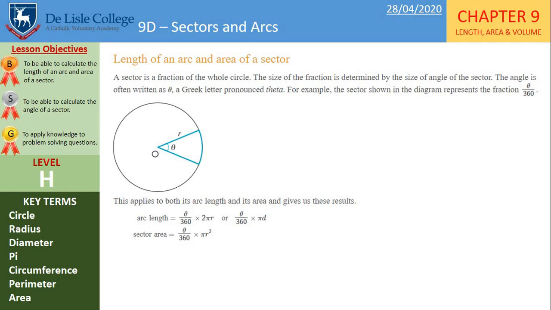So since a sector is a fraction of a whole circle, the size of that fraction is determined by the angle that we've got at the centre. And that angle is often written with that symbol. That is a Greek letter called theta. So the angle that we've got is going to be theta out of 360. So that's the fraction of the circle that we've got, due to the nature of a circle being 360 degrees. We've got all the formulae we need there, but we'll look at that on the next slide.